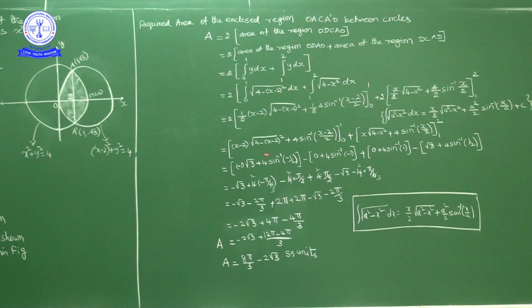Okay, this is by substituting upper limit 1, and in place of x I will substitute lower limit 0. So 0 minus 2, into square root of 4 minus (0 minus 2) square, which is 4 minus 4, 0. So this entire part is 0 plus 4 into sin inverse of (0 minus 2) by 2. Minus 2 by 2 is what? Minus 1. So 4 into sin inverse of minus 1.